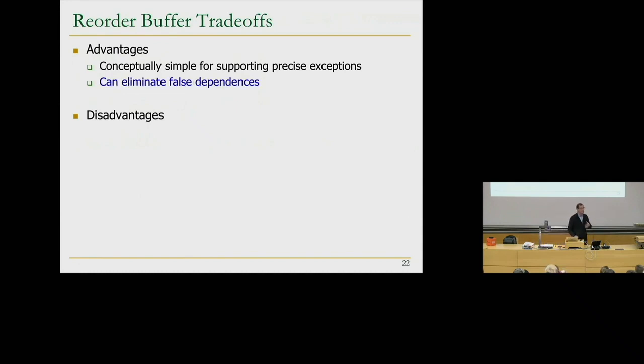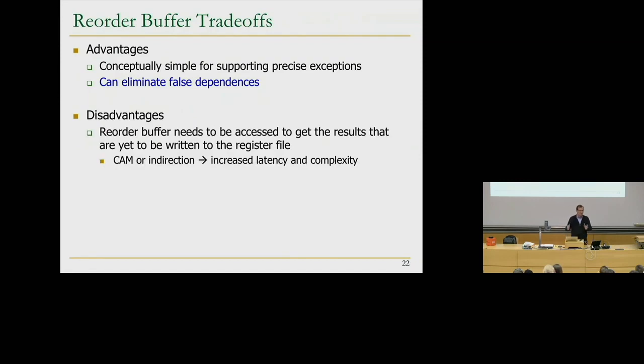But we're gaining something also. We can eliminate false dependencies now, anti and output dependencies. But of course, there are disadvantages, because if we want to get high performance, we need to access the reorder buffer to get the results that are yet to be written to the register file, that are produced but not updated to the architectural state. So you need to use either content addressable memory or indirection. Either way, content addressable memory increases complexity clearly, but it also increases latency because the timing is very long.